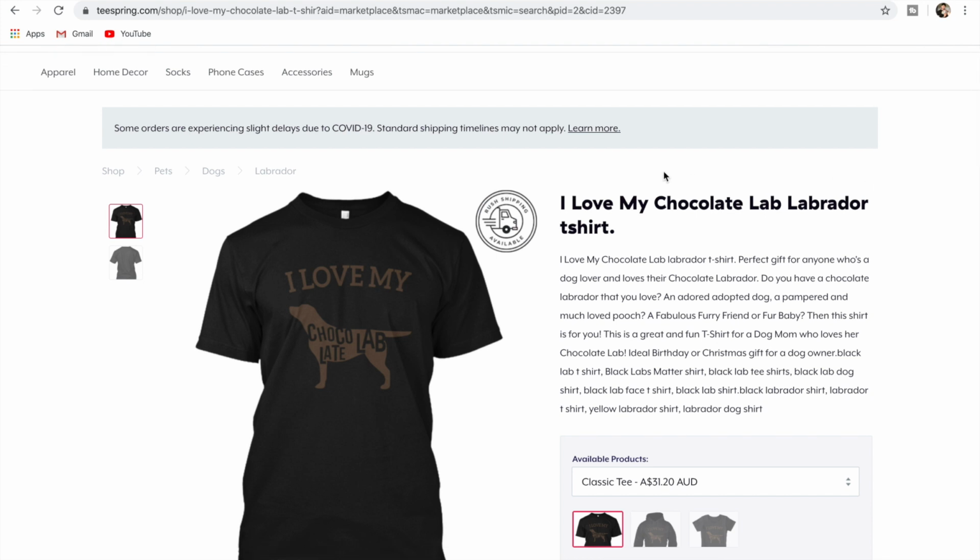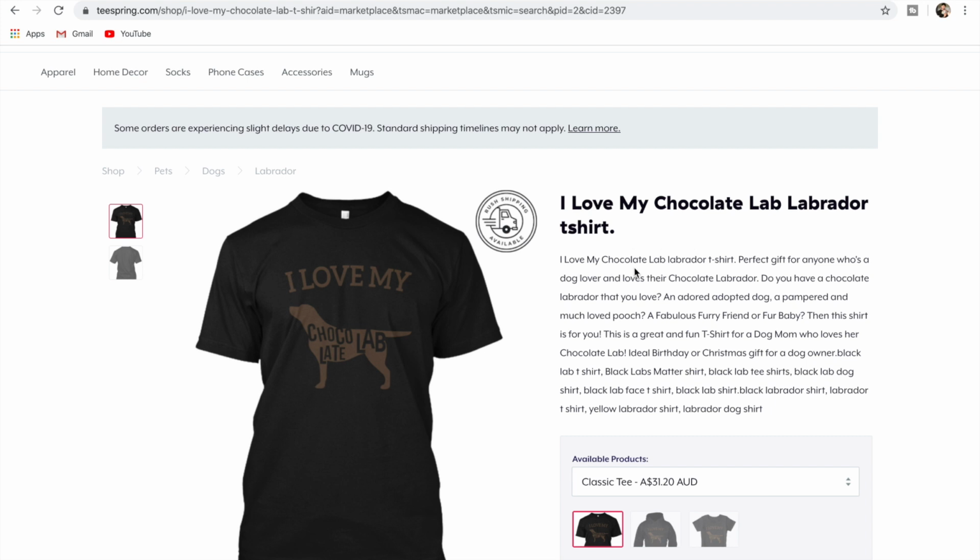So as you can see here, we've got, I love my chocolate Labrador t-shirt. So really stuffing some keywords in there that are very specific about the chocolate lab and Labrador as well in the same thing. I love my chocolate Labrador. Then as you can see in the description, this is some real keyword, what I would call stuffing. And this is borderline spam, but it has showed up in the search ranking. So there's not much I can say bad about it.